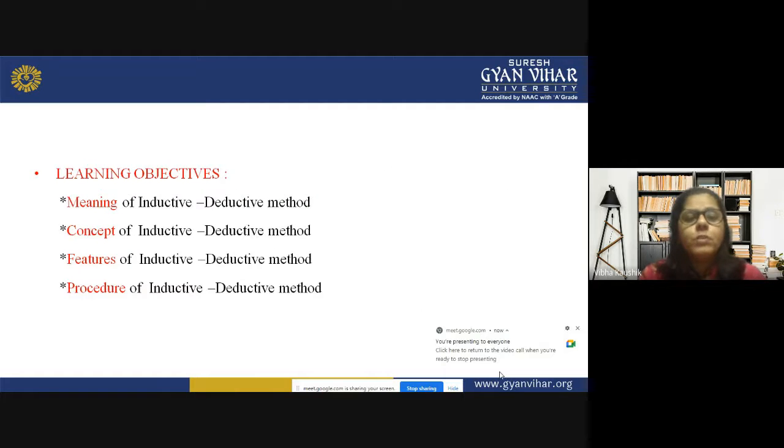The learning objectives of today's topic are: the meaning of inductive deductive method, which means the students will be able to understand the meaning of inductive deductive method; the concept of inductive deductive method; the features of inductive deductive method, that is, what are the different features of inductive deductive method; and the procedure of inductive deductive method.